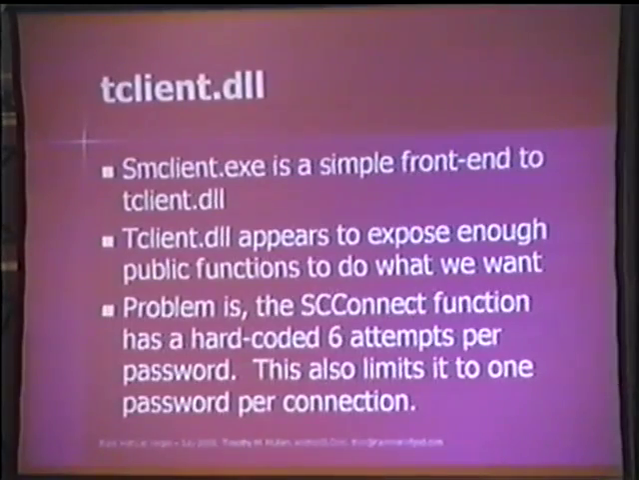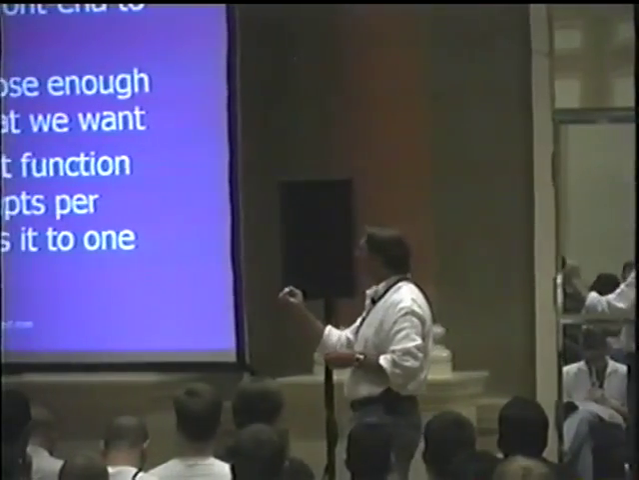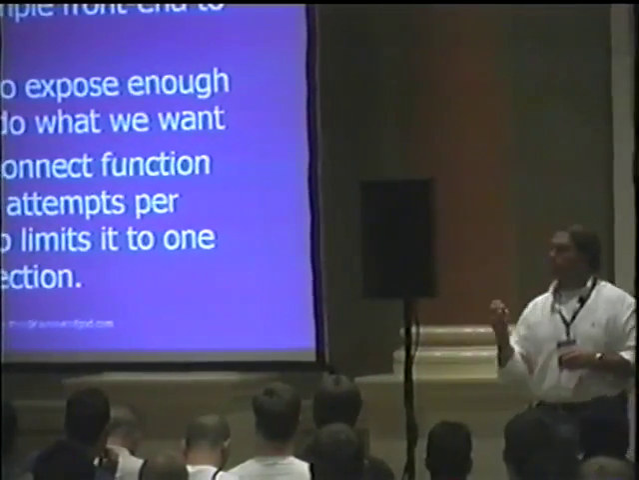Okay, next. So this little SM client, like you said, is a simple front end to the T client DLL, and it looks like it does what we want it to do. However, the documentation is very poor. There's basically one document that accompanied the RoboClient kit that gave some reference to the functions you could expose inside of T client. This SC connect function itself is hard coded to do 6 attempts with the same password. So we thought about hooking into it and trying to bypass that. And like I said, it's the same password each time.